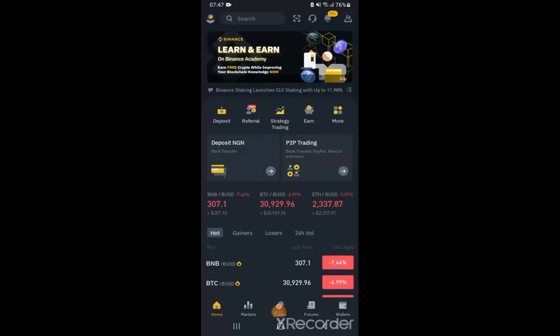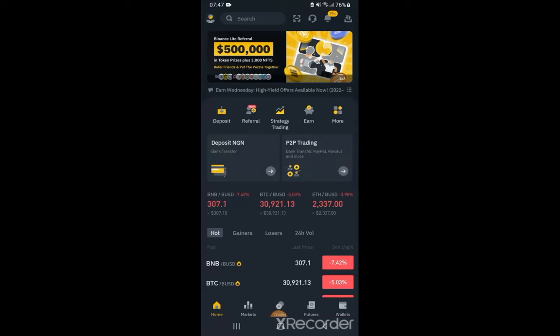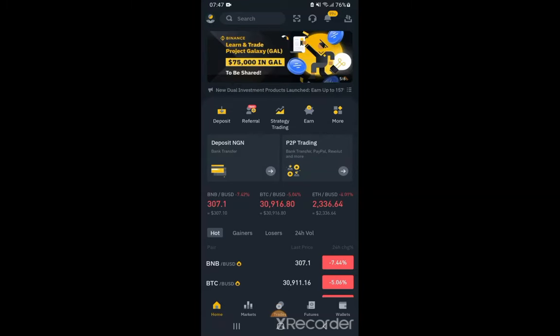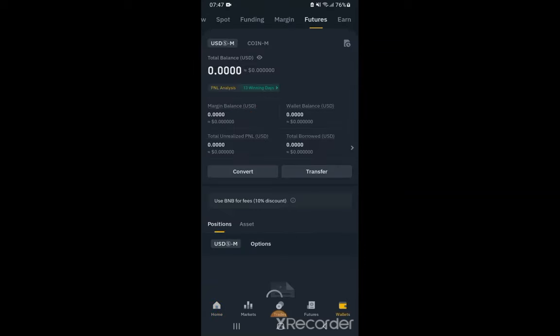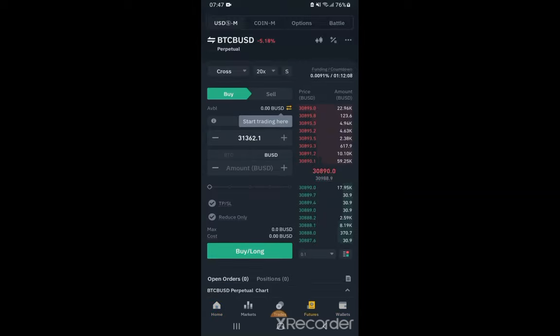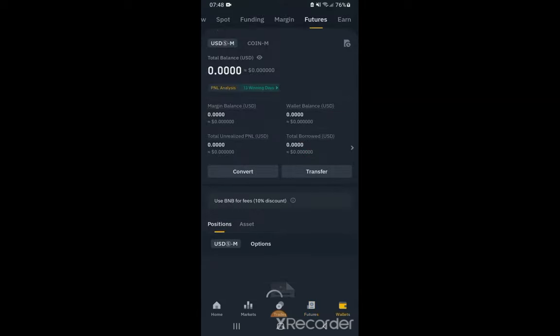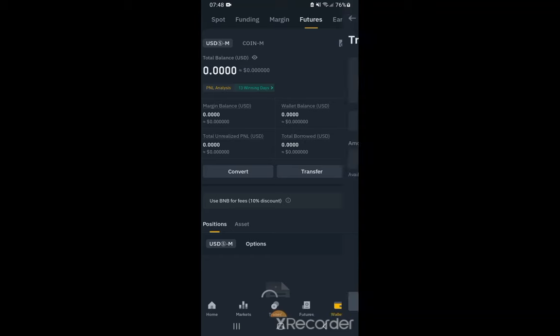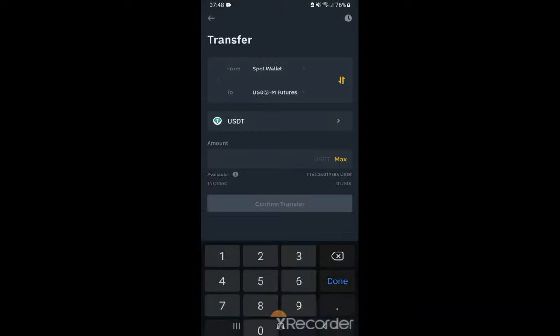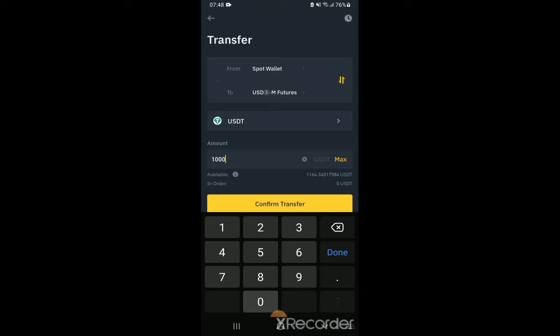So guys, this is a quick guide on how to use the multi-asset feature on your mobile device. This is your Binance account on your mobile device. You just come to wallets, your futures wallet. I'm going to do exactly what I did here. I'm going to transfer from my spot wallet to my futures wallet, the same amount of USDT. Transfer 1,000 from spot wallet to my USD margin.